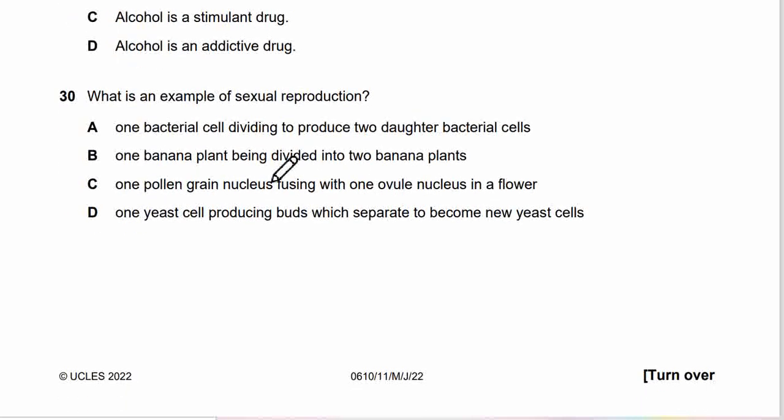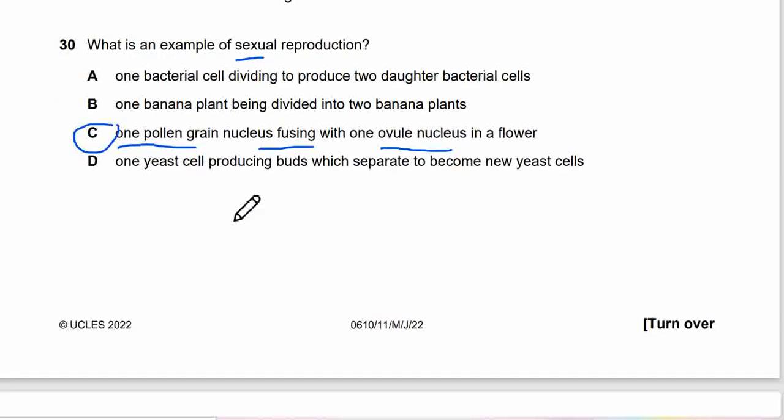Question 30, what is an example of sexual reproduction? Sexual reproduction is the fusion of male and female, so one pollen grain nucleus fused with the ovule. So this will be sexual reproduction. While one bacteria cell dividing is an example of non-sexual reproduction. The same happens in banana: one divided into two, and also this. So the correct answer will be C.